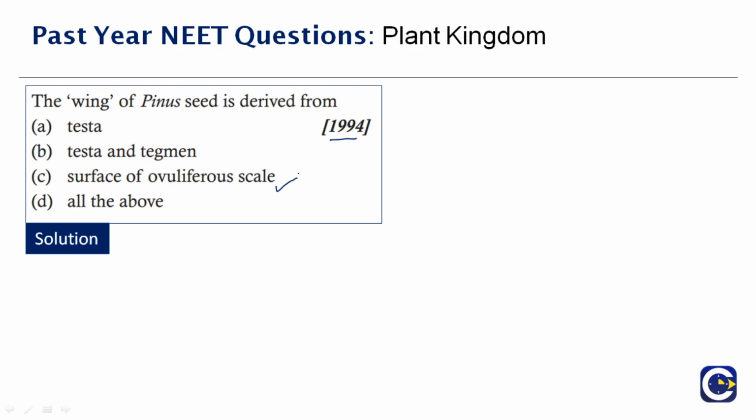This scale bears ovules, and then seeds, in the female cone of the conifer. It is a highly specialized megasporophyll, and it is homologous with the carpel. Okay, so here if you see, the ovule matures into seed and it is provided with wings. The upper surface of the ovuloferous scale forms the membranous wings of the seed.